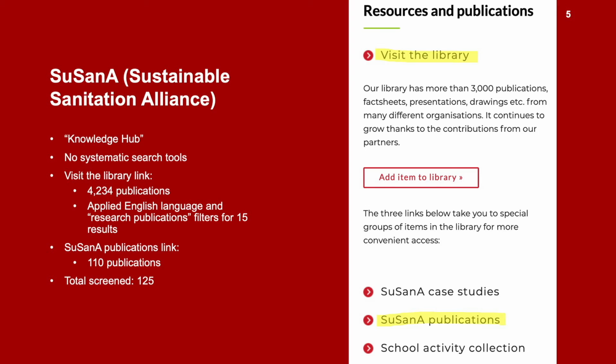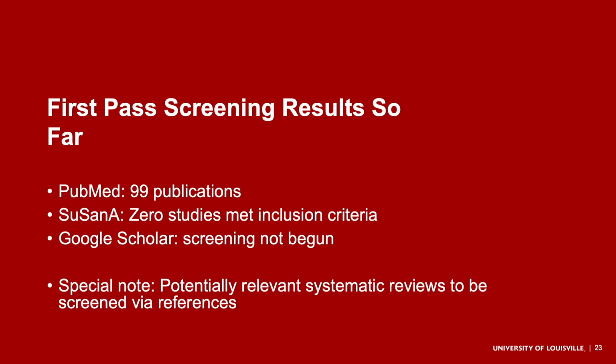These 125 search results were screened for inclusion in our review. Here are the first pass screening results so far. Keep in mind, these totals may change following co-author screening and full-text screening. From PubMed, we have included 99 publications. From Susanna, 0 studies met inclusion criteria, and Google Scholar screening has yet to begin.